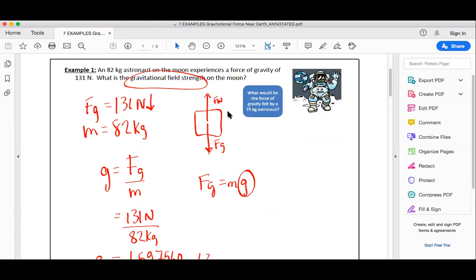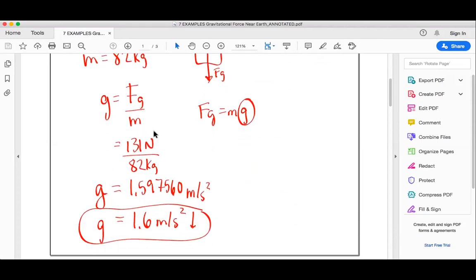So drawing our free body diagram of a person on the moon, they're not accelerating up or down, so their free body diagram looks the same as if they were at rest on the Earth. Fg down, Fn up. 131 newtons down and 82 kilograms are the two givens. Our equation for field strength, Fg over m, gives us our field strength. So we substitute in 131 newtons divided by 82 kilograms, and we get 1.6 meters per second squared down.